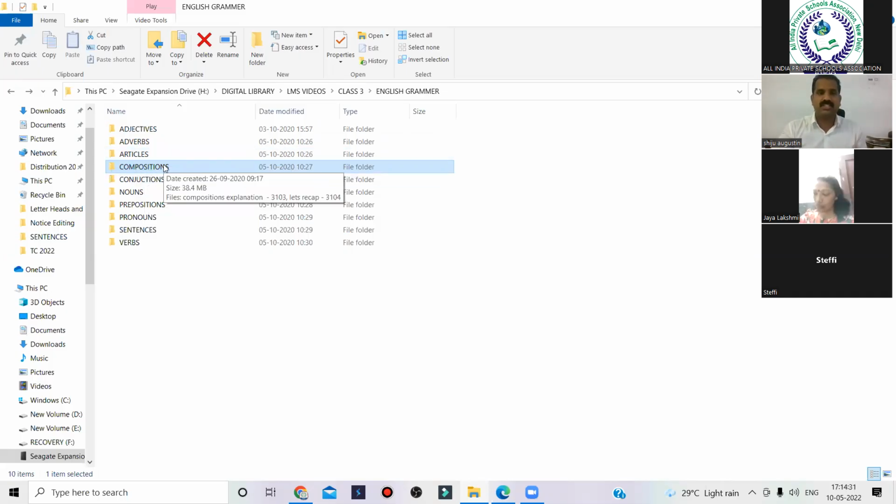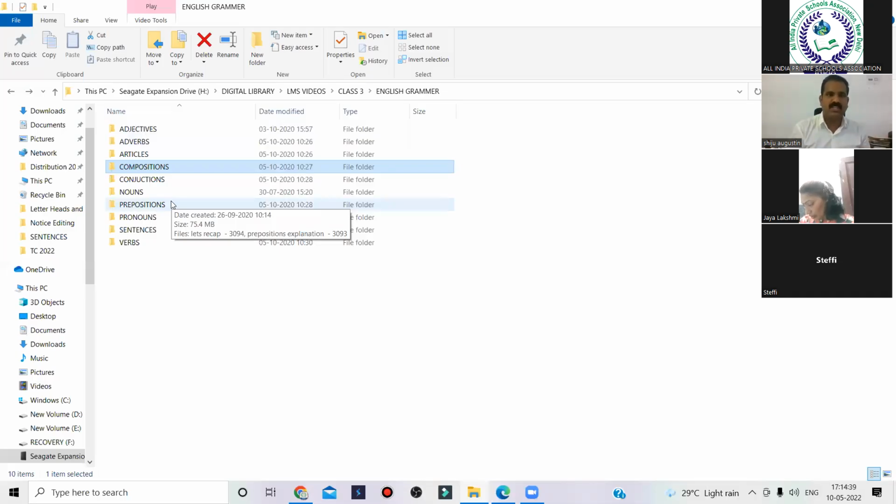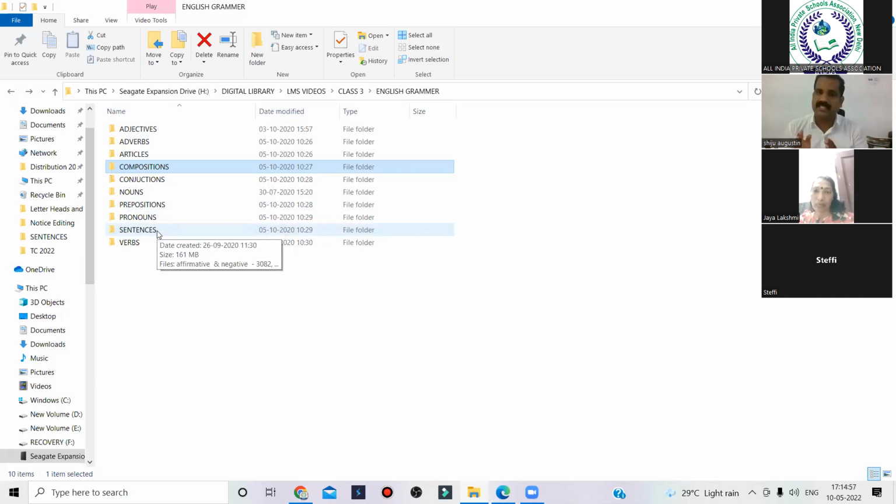Conjunctions are used to join sentences. Then nouns, and prepositions, which are added to make the sentence meaningful in position. Then pronouns, sentences, verbs. In the last session we studied the verb in a sentence. If you have any suggestions among all these parts of the sentence, you may give them to me.